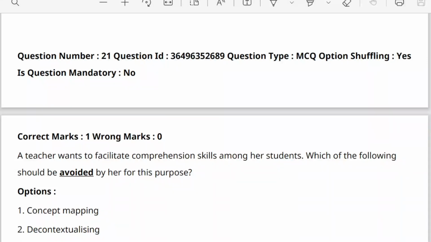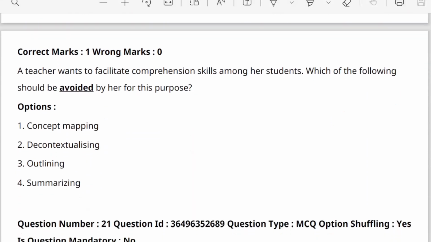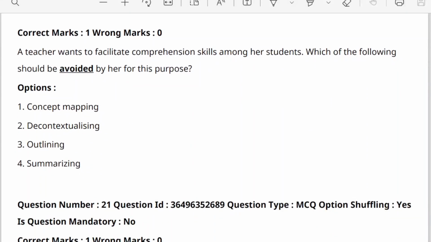Question 21. A teacher wants to facilitate comprehension skills among her students. Which of the following should be avoided by her for this purpose? Concept mapping, decontextualizing, outlining, and summarizing.